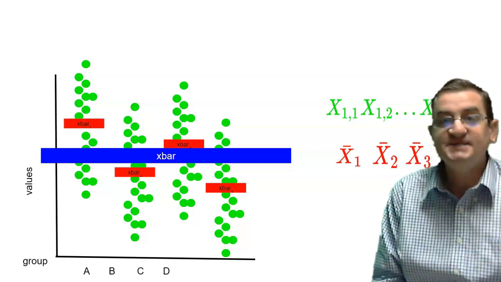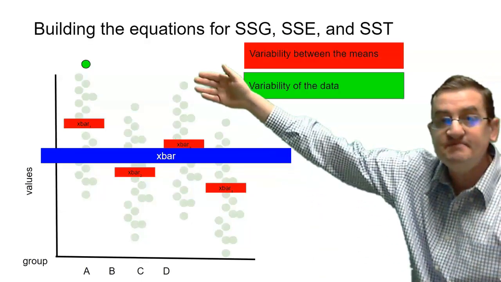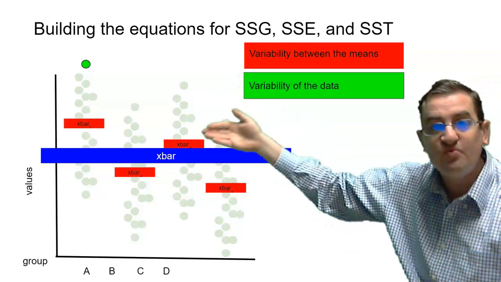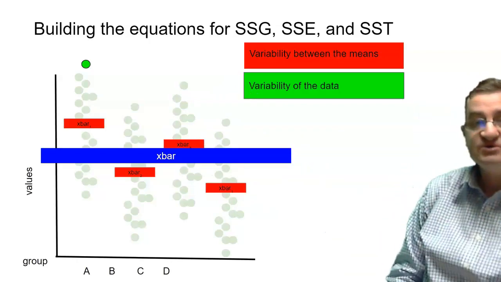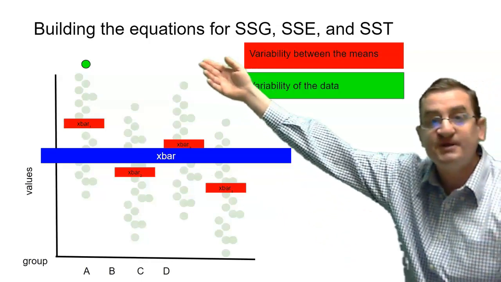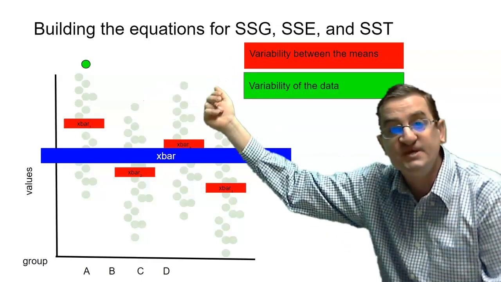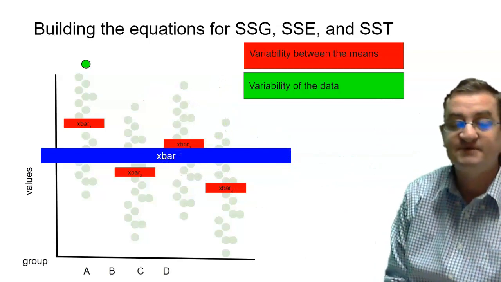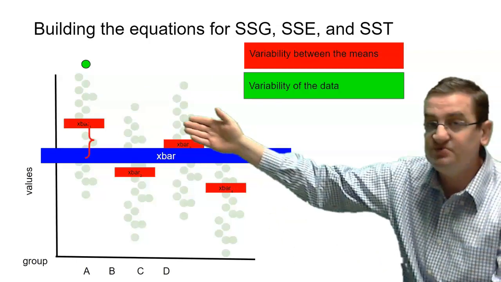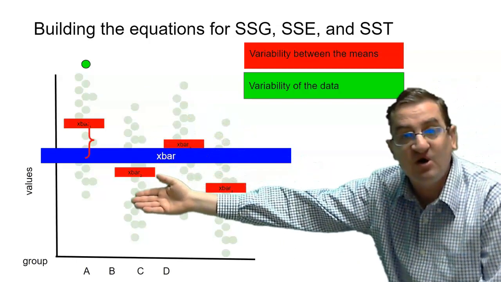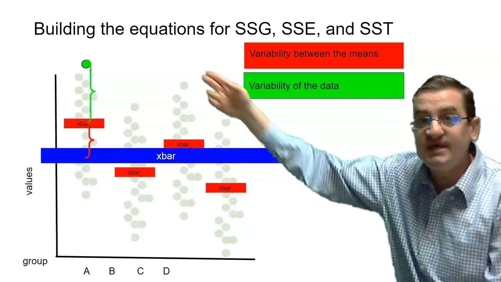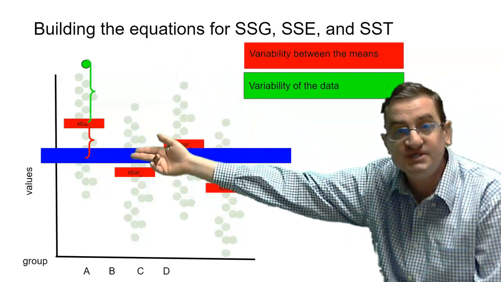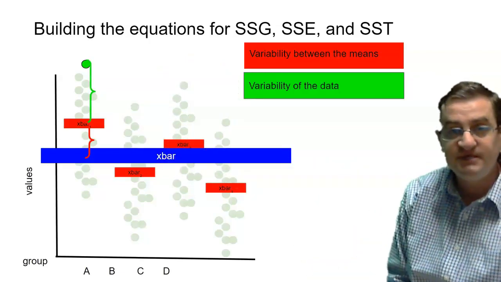What we want to look at is the variability between the means. How spread out are the red averages from the blue overall average, and also the variability of the data. How spread out are, for example, this first green dot from his average. So we want to look at the distance between the group average to the overall average. That's going to give us variability between the means. We also want to look at his distance to his group average. That'll be variability of the data.